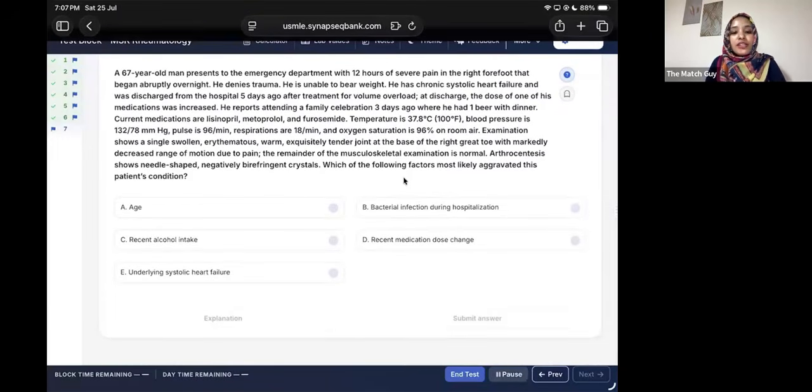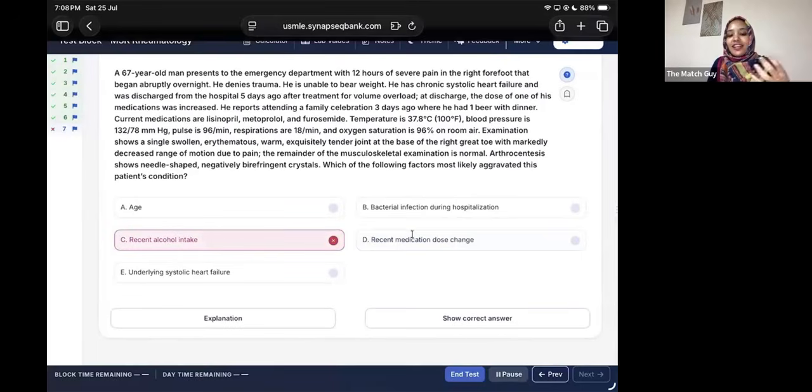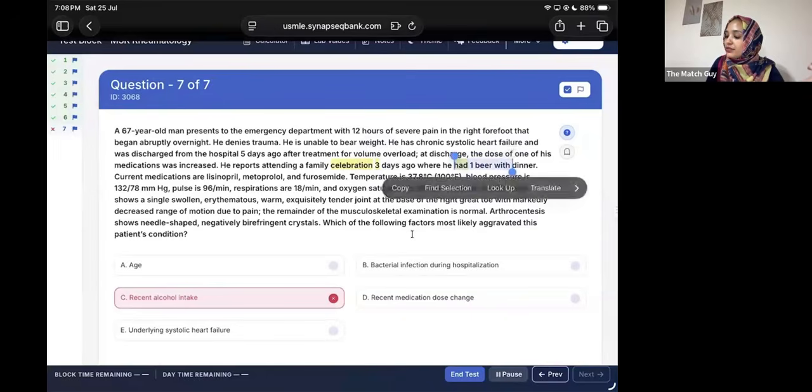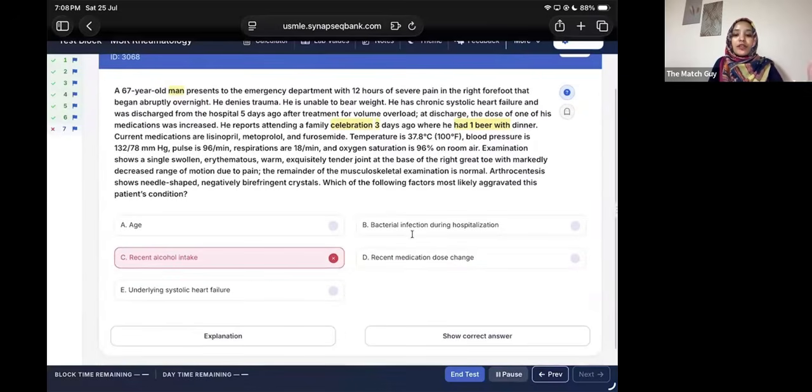So I'm seeing a bunch of different answers, right? C and D. Which one do you want me to pick, C or D? We all know that this is gout. We just want to know what caused this acute attack. So you want me to pick C? It's not C. Why is it not C? Recent alcohol intake: let's look at his intake. Three days ago, one beer. This is not enough to increase the risk of an attack. If it was yesterday and more than 2 beers for a male, that's when you would assume it probably increases the risk.